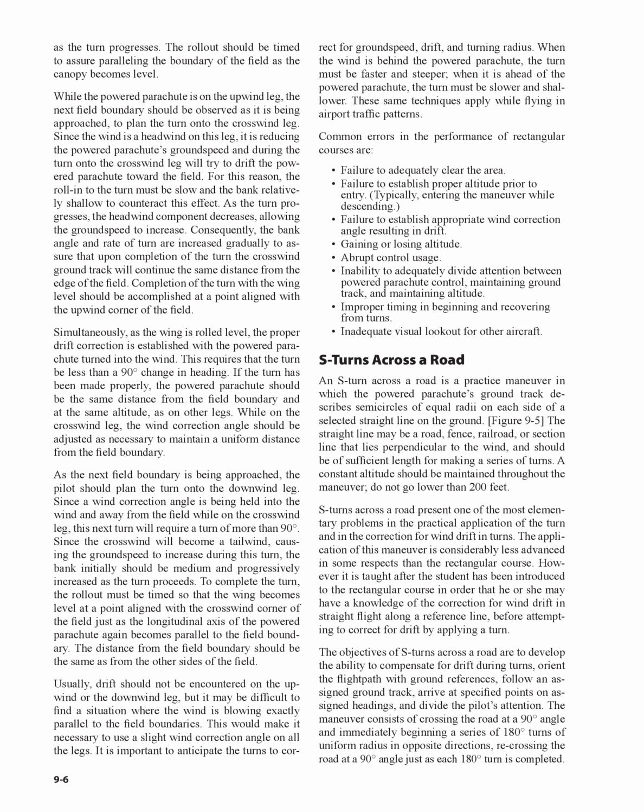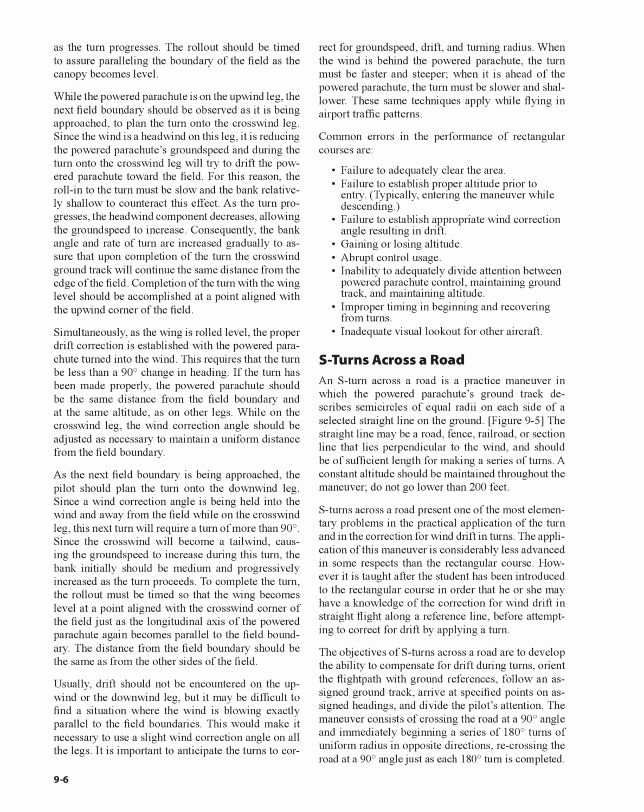S-turns across a road. An S-turn across a road is a practice maneuver in which the powered parachute's ground track describes semicircles of equal radii on each side of a selected straight line on the ground. Figure 9.5. The straight line may be a road, fence, railroad, or section line that lies perpendicular to the wind, and should be of sufficient length for making a series of turns. A constant altitude should be maintained throughout the maneuver. Do not go lower than 200 feet.